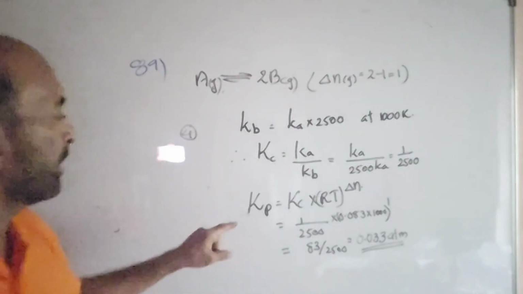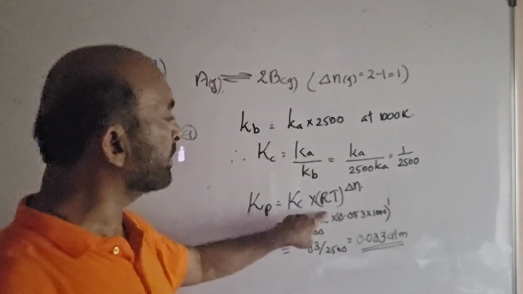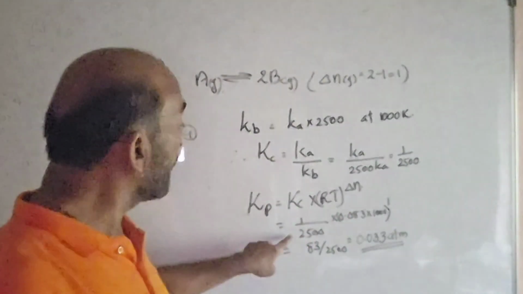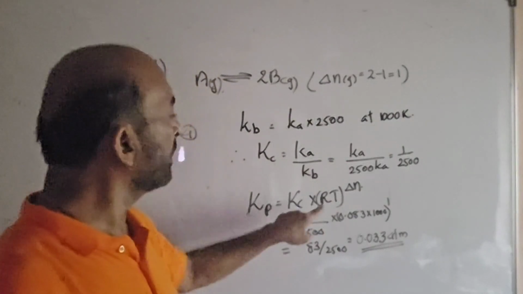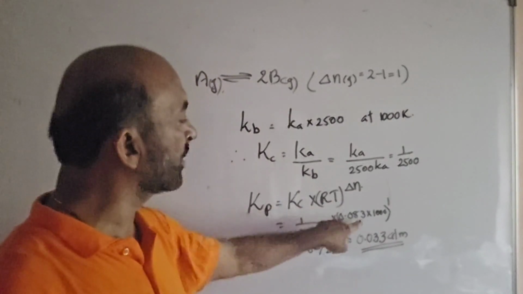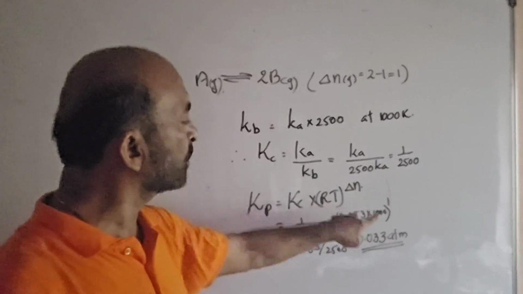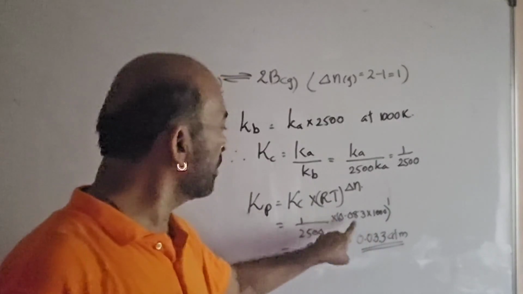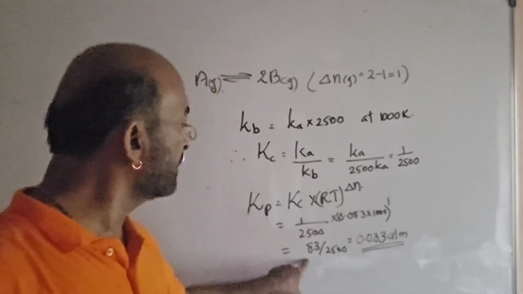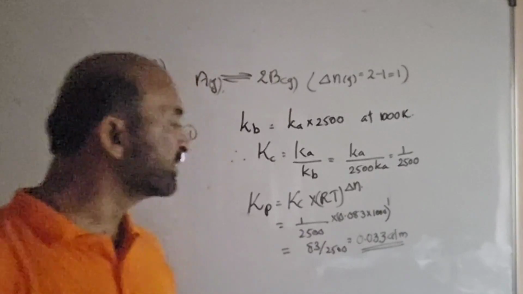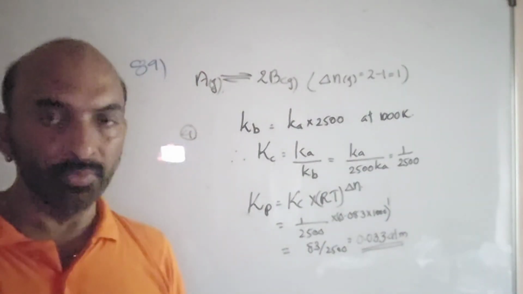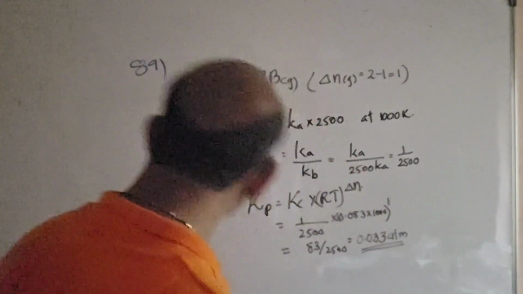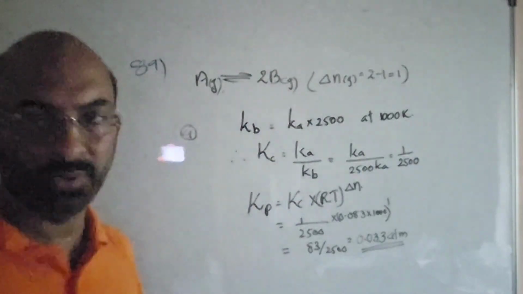Now Kp, we know, is Kc into RT to the power delta N. Kc is equal to 1 by 2500 into RT. R is 0.083, given in the question, and T is also given in the question, 1000, whole to the power delta N, which is 1. 1000 into 0.083 is 83. 83 divided by 2500 gives 0.033 atm. You will get the answer as 0.033, and the answer given is 4. Option 4 is your answer for this question.